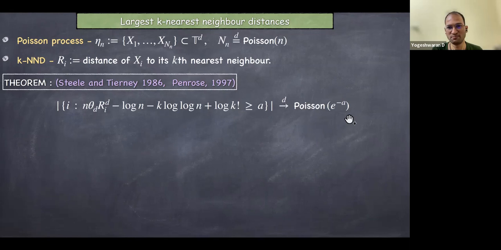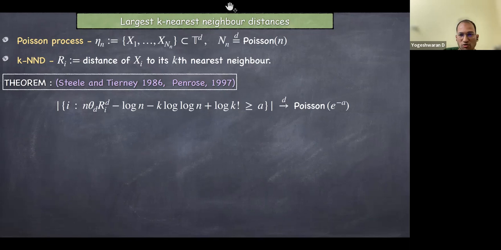So this is a random variable. It converges to a Poisson random variable with parameter e to the minus a. A good way to think about this is to let a go to infinity. If a goes to infinity, this goes to zero. It's a Poisson zero. So this goes to zero in distribution and in probability when a goes to infinity. In other words, it means that the largest among all the R_i's behaves of this order. This is the order of the largest nearest neighbor distance. That is, log n plus k log n, divided by n.